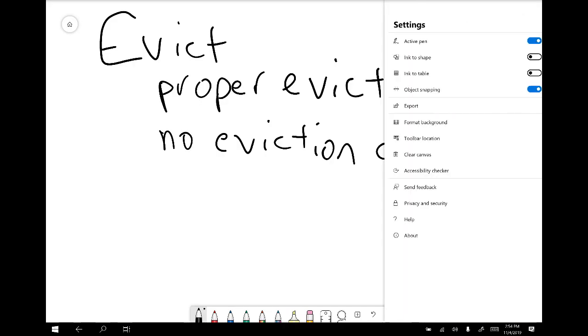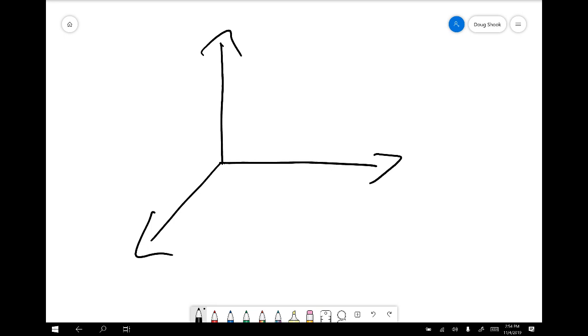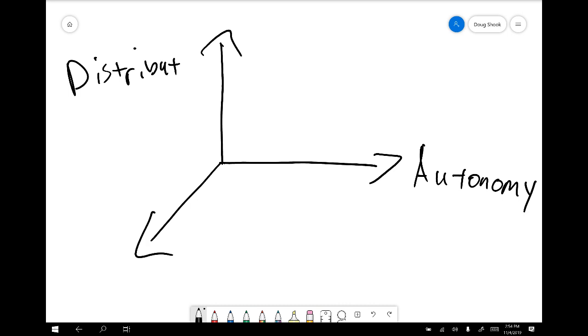So I like to draw a little diagram to show where we are and where we're going. If I have a graph with 3 axes on it, this axis will be autonomy. This axis will be distribution. And then this axis will be heterogeneity. Did I spell that right? It's close enough.